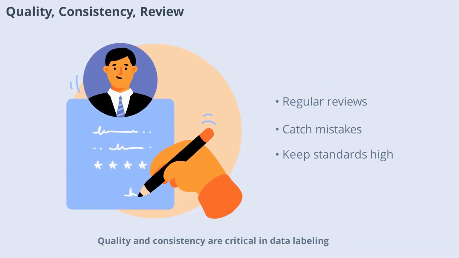Quality and consistency are critical in data labeling. Regular reviews and feedback help catch mistakes and keep standards high. This ensures the AI learns from the best possible data, leading to smarter, more reliable results.